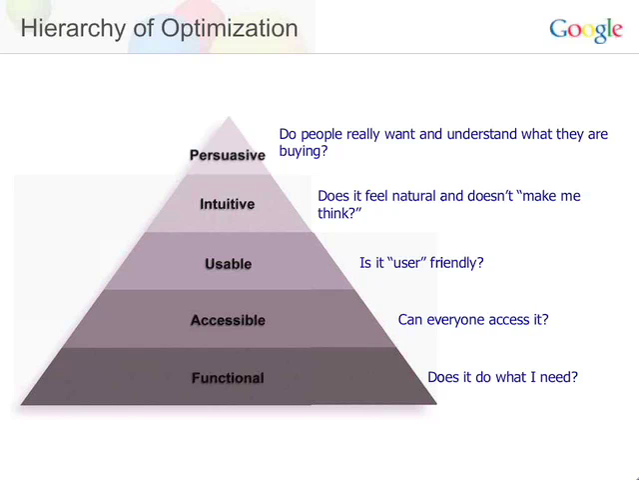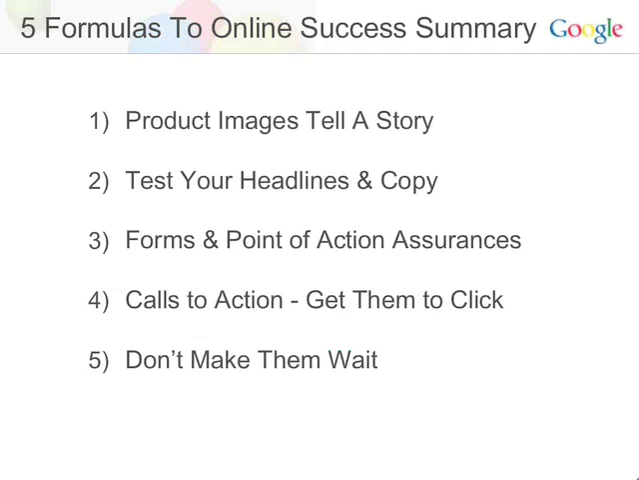And so let's look at some of these and understand what we're going to go through. So I'm going to give you 5 key formulas that you can practice, and there are thousands of variables to focus on, but we're going to give you 5 to start working on today. The first one is product images, and they really can tell a story if you give people the right product images, and we'll show some examples of that.